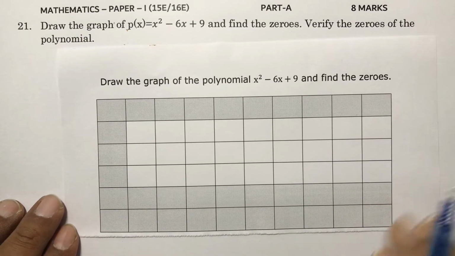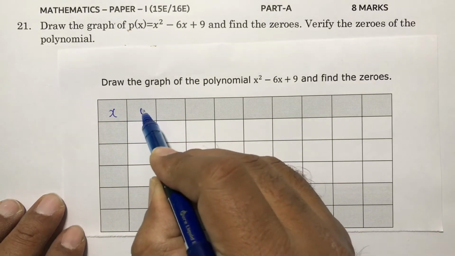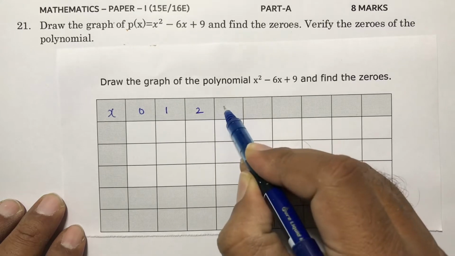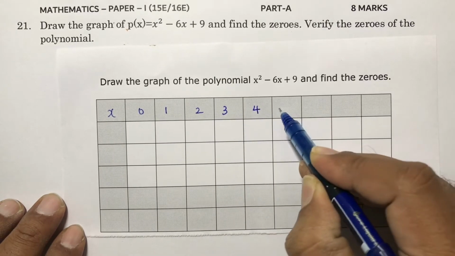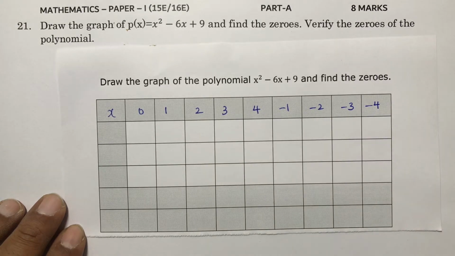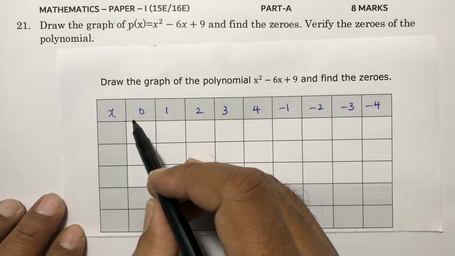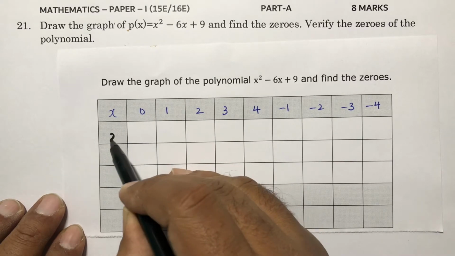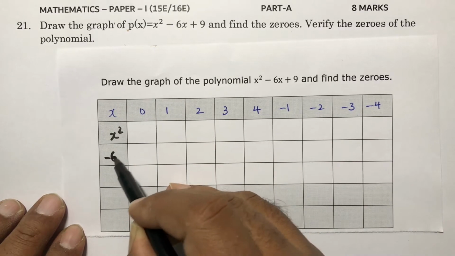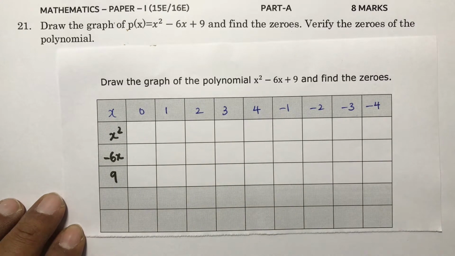So first here, write x and take the values 0, 1, 2, 3, 4, minus 1, minus 2, minus 3, minus 4. And here write the question. The question is like x square minus 6x plus 9. Okay, x square minus 6x plus 9.